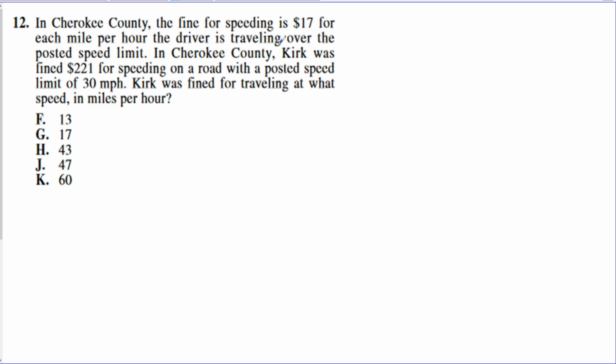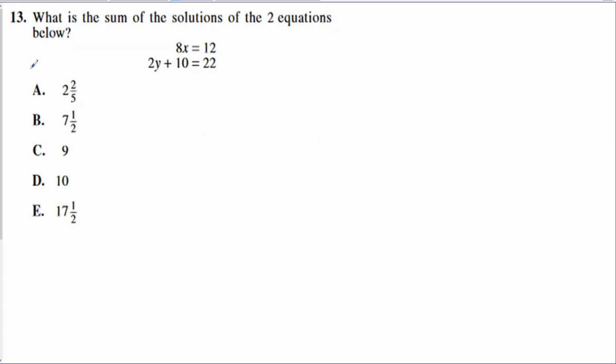What we're going to do here is take his total amount of money, which is $221, and divide that by the $17 he's being charged for each mile per hour. That gives 13, which is the number of miles per hour he was traveling over the speed limit. His total speed is the 30 miles that he was allowed to travel plus the 13 over the limit, so he was traveling 43 miles per hour in a 30 mile per hour zone.